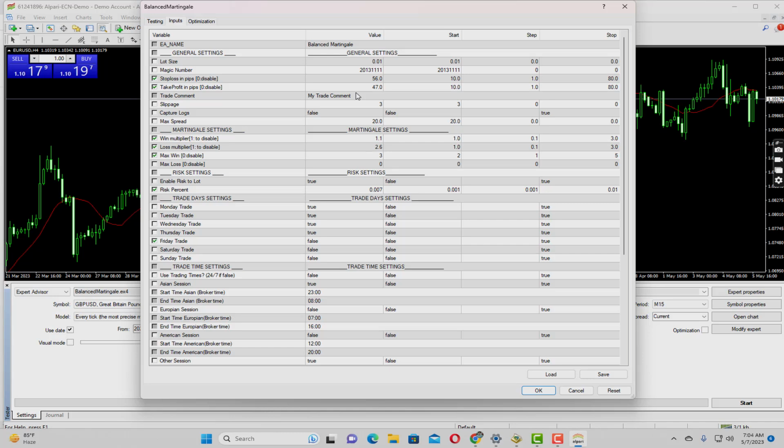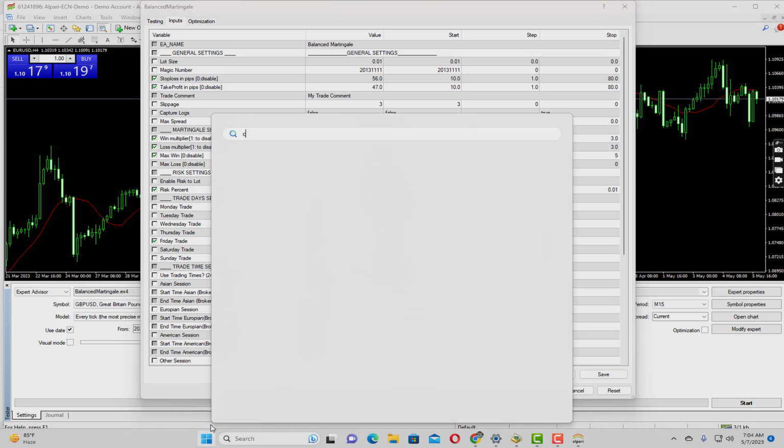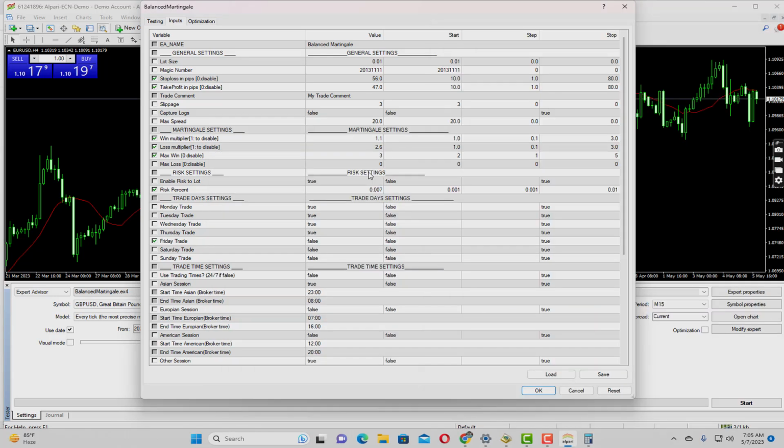We can decide our initial trade based on risk percentage. So let's say our account balance is 10,000. We are putting only 0.007 of risk in the initial lot. If we calculate 0.007 of 10,000, we are putting only $0.7 of risk in our initial trade.